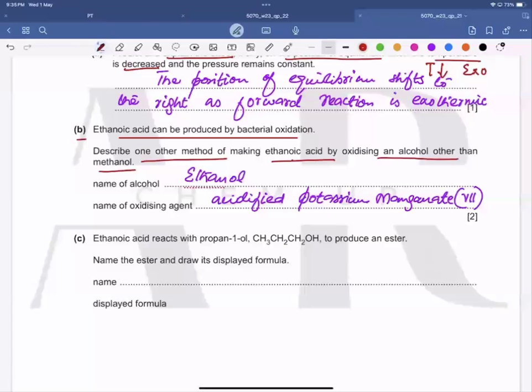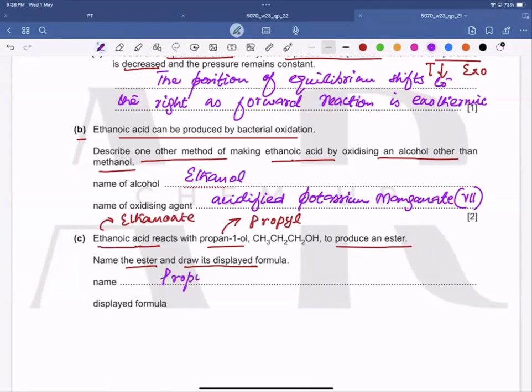Okay, now C part. Ethanoic acid reacts with propan-1-ol to produce an ester. Name the ester and draw its displayed formula. So see, ethanoic acid is a carboxylic acid, so it will become an ester. Its name becomes ethanoate, and propanol becomes propyl. So the name of the ester would be propyl ethanoate. Is this understandable? Yes, very good, Ahmad.